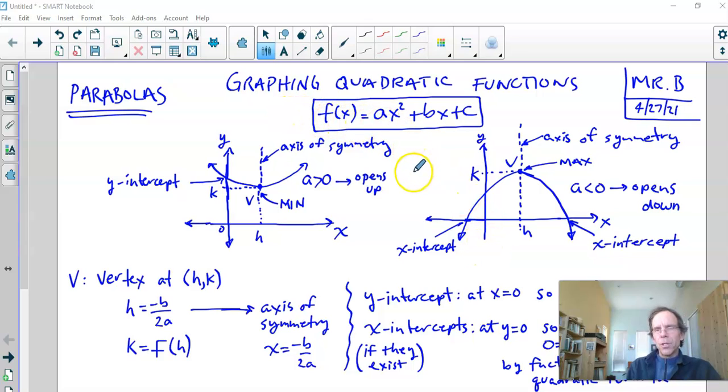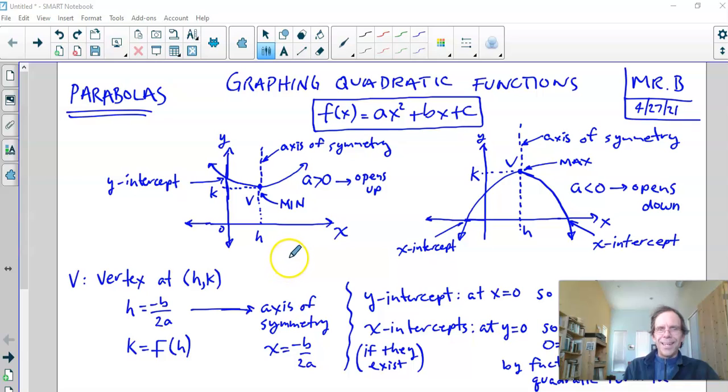f(x) = ax² + bx + c. A lot of people call this standard form. Some people call it general form. We're going to call it a quadratic function. And there's two kinds of graphs that can happen. The parabola might open upward, or the parabola might open downward. Let's look at some of the features of these graphs.